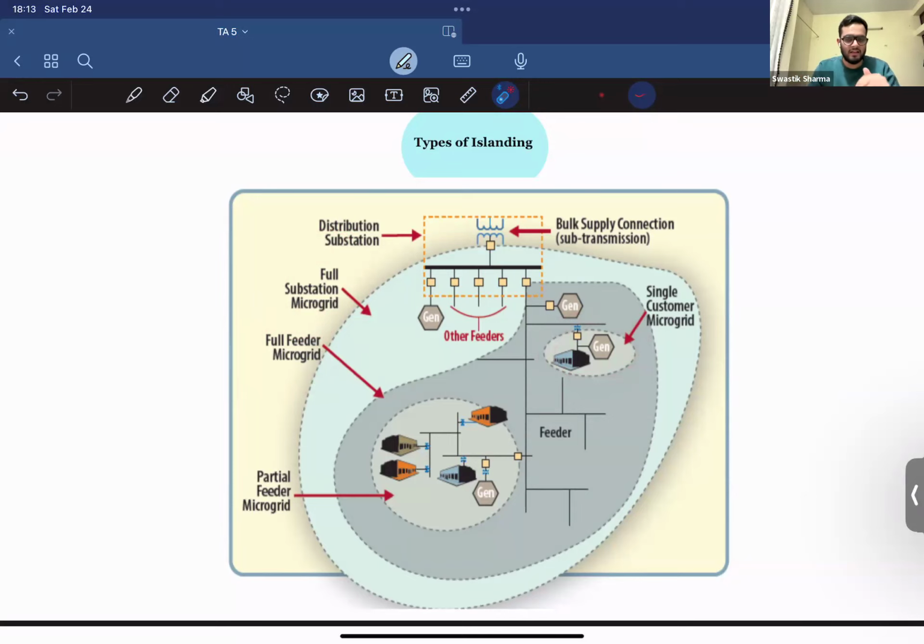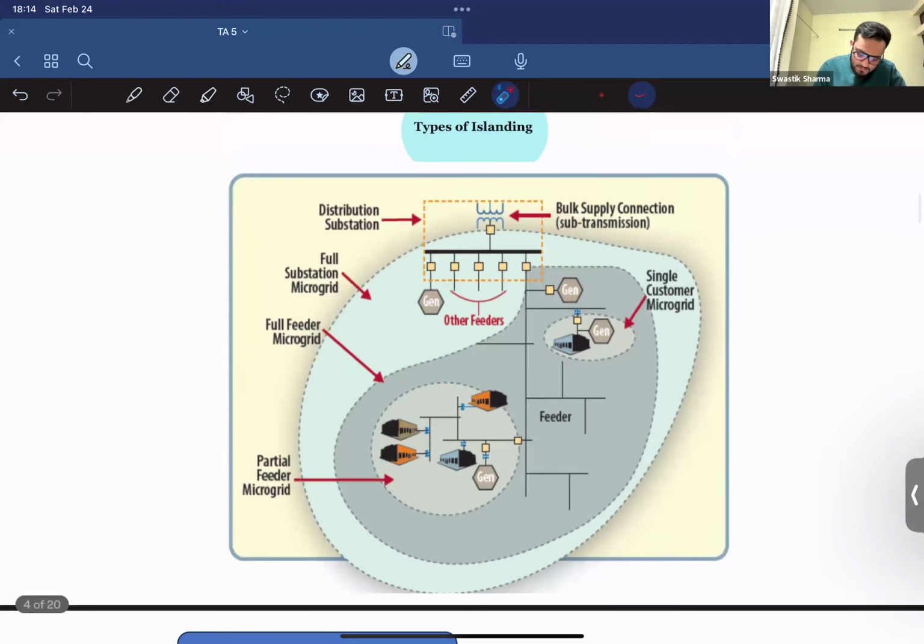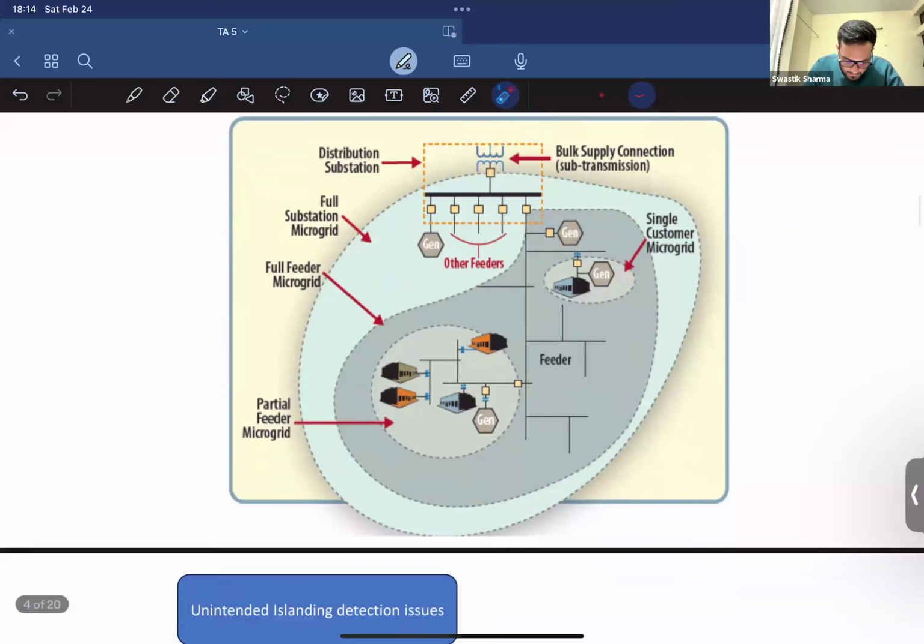Let's say you have an EV, or you have a battery storage, and you have a PV. That's a more healthy assumption. You can act as a single customer microgrid as well. And you can have multiple different customers involved in it, and this is called a partial feeder microgrid. So you have different kinds of islanding cases, and different kinds of microgrids. Let's say this relay, this box, trips and is disconnected from the main feeder. What will happen? This partial feeder microgrid will be in an islanded mode of operation, and you can have single customer based islanding too, right?